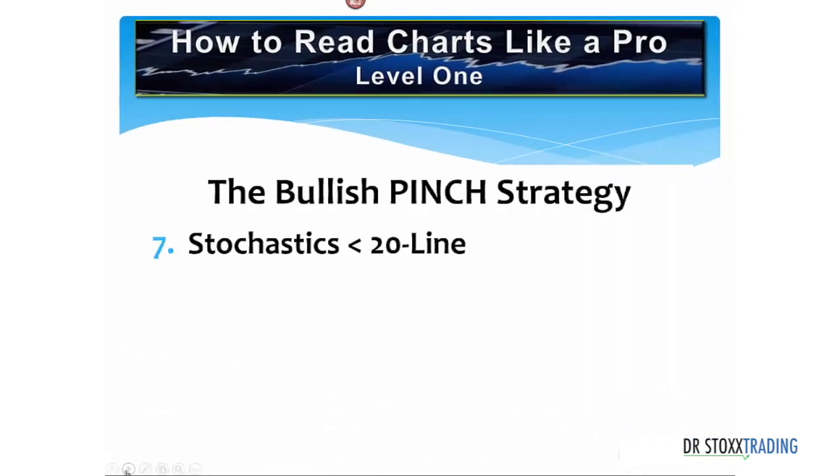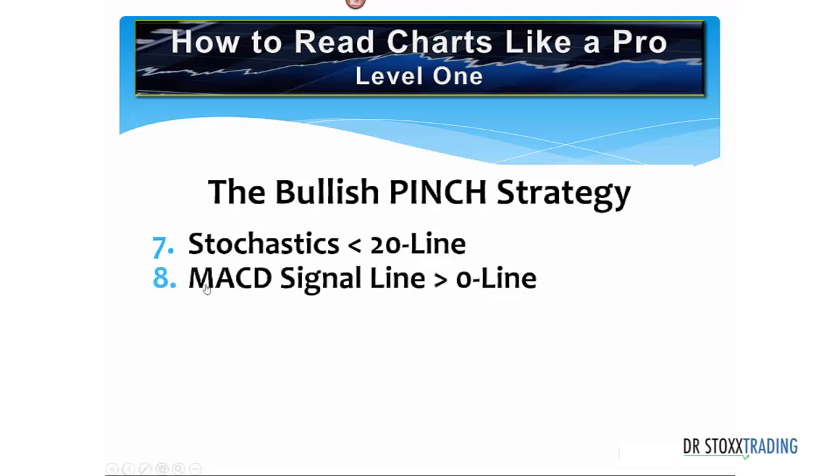And then we're going to insist that our stochastics fall below the 20 line. That means oversold. And at the same time, our MACD signal line has to be above the 0 line. So if you can picture this in your head, if the stochastics indicator is above the MACD indicator on your chart, stochastics has dipped down low, MACD has risen up high, that creates the pinch that we're talking about. When you see a pinch in the stochastics and MACD, that's usually a good time to buy.